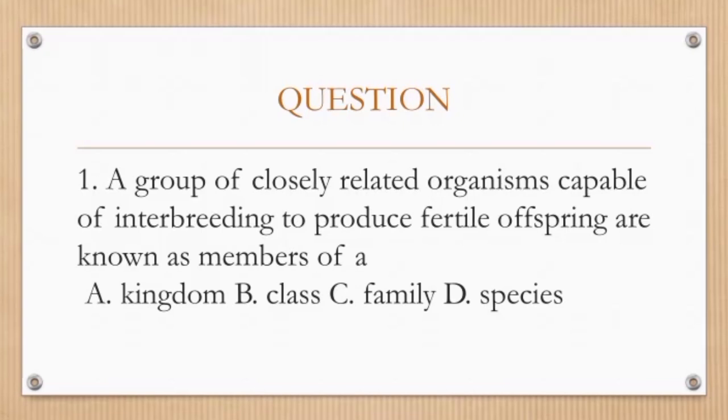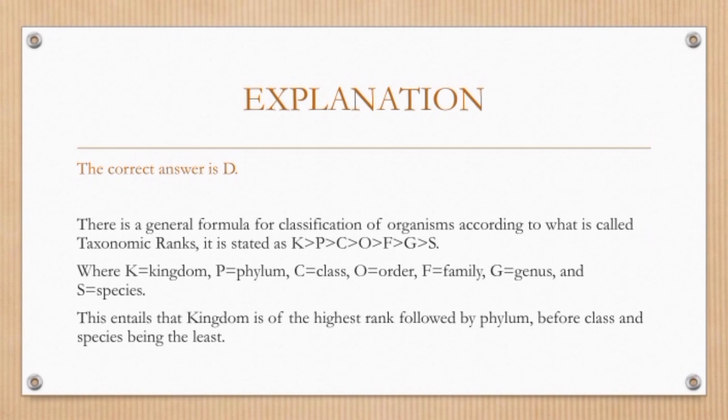Depending on how JAM actually asks you this question, you are going to note something called interbreeding. Interbreeding is the key word to note here. Just note the word interbreeding, and this question is actually coming from what we call classification. So the answer is actually D.